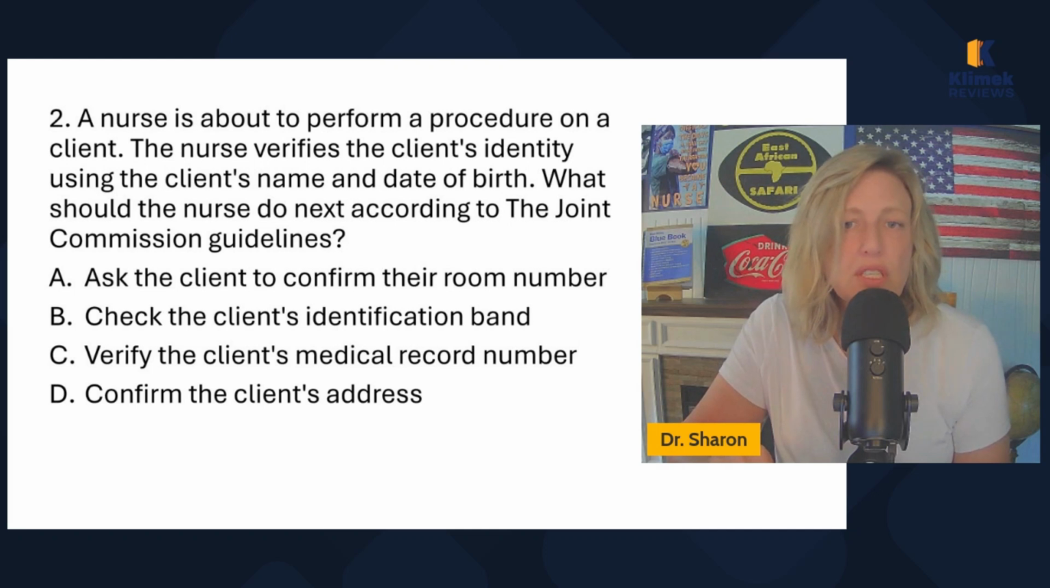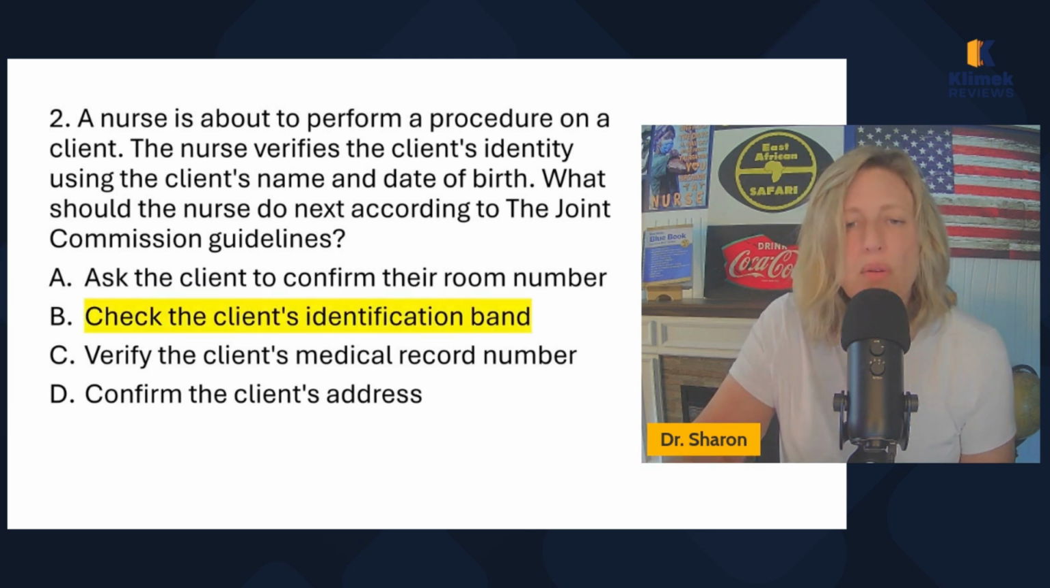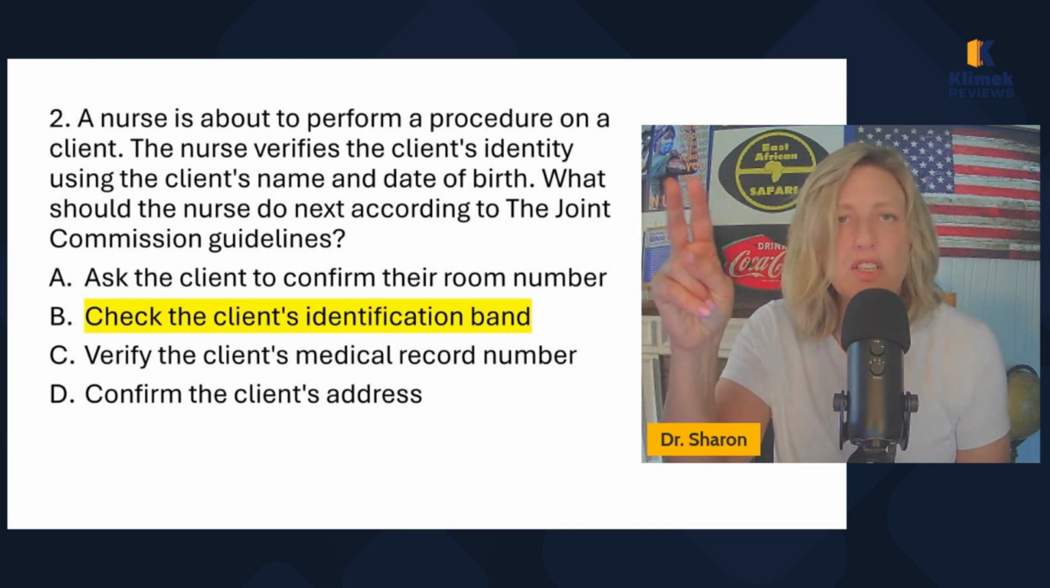Question 2, a nurse is about to perform a procedure on a client. The nurse verifies the client's identity using the client's name and date of birth. What should the nurse do next according to the Joint Commission guidelines? Ask the client to confirm their room number, check the client's identification band, verify the client's medical record number, or confirm the client's address. So you already have 2 forms of identification.